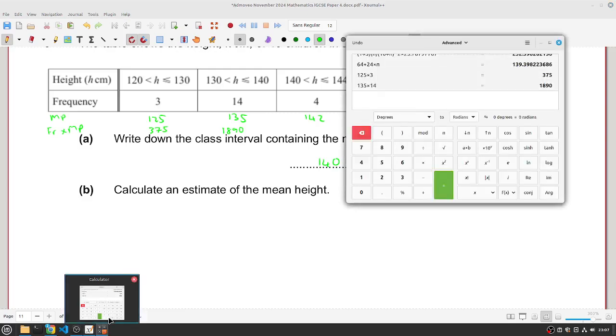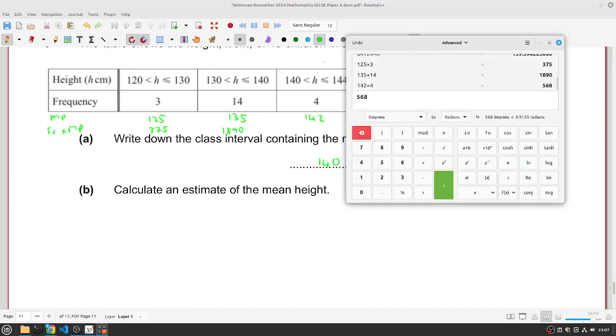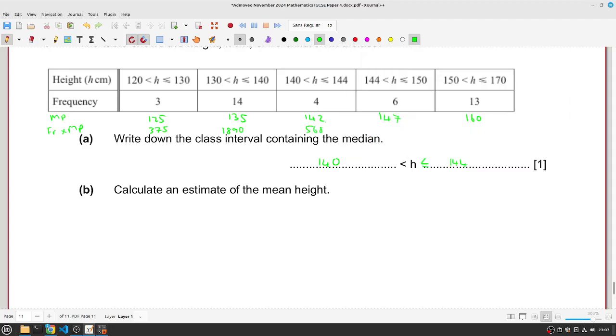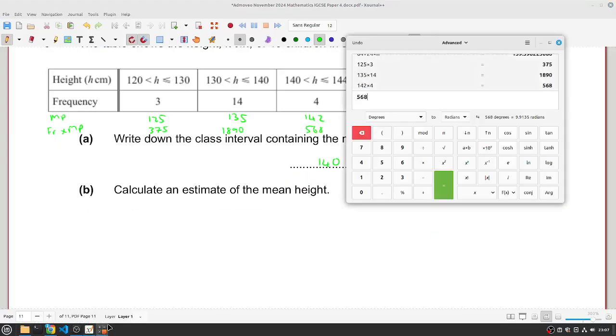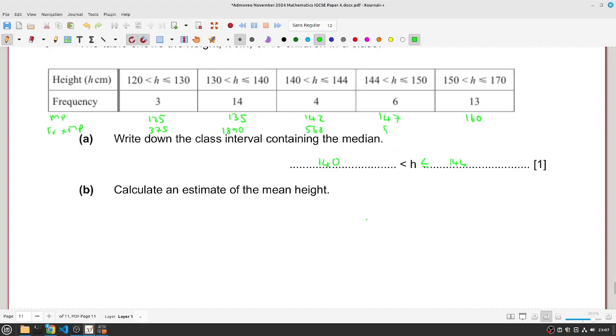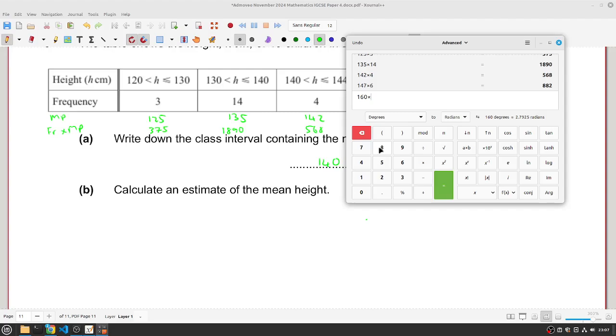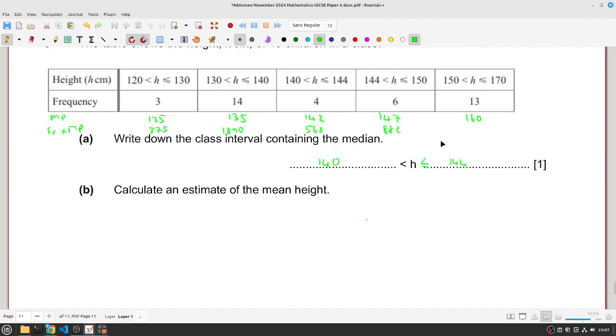142 times 4 is 568. 147 times 6 is 882. And finally, 160 times 13 is 2080. Okay, so we want to add all of those together.